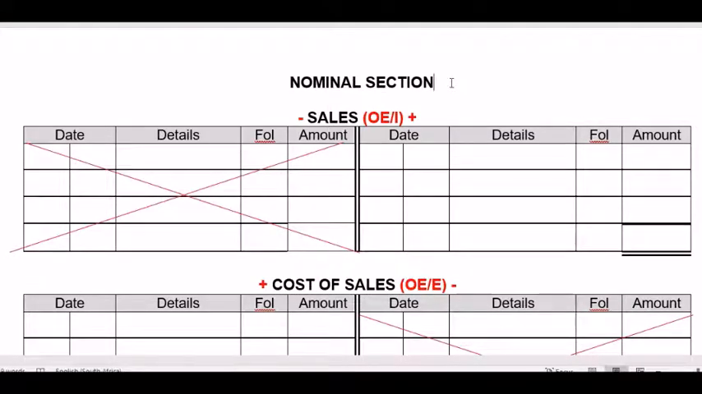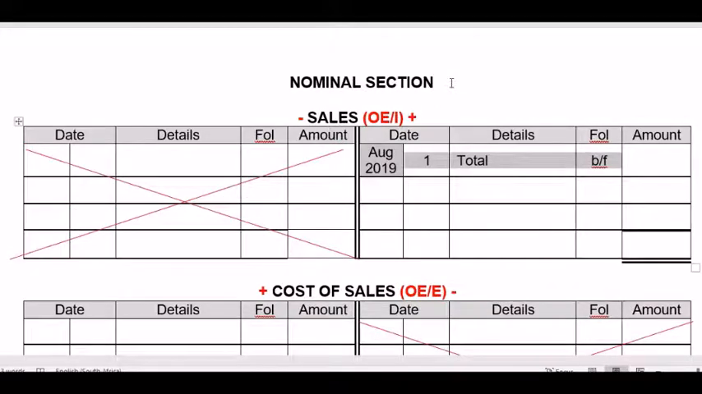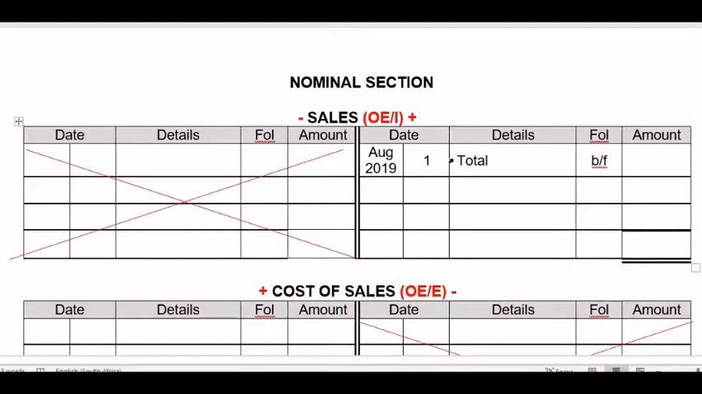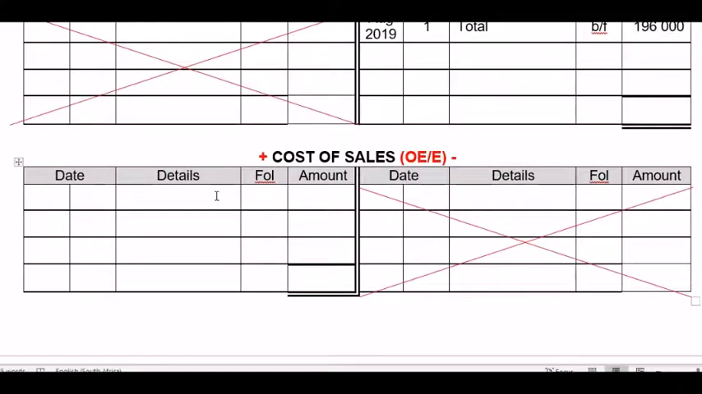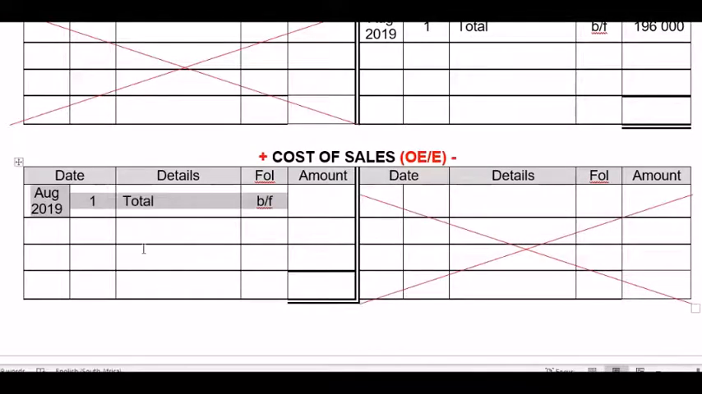Okay, so on the plus side of sales, you write August 2019, the 1st, but you write total brought forward. And the value is 196,000 Rand. And then cost of sales is an expense. The plus is on the debit side, so we're going to work on the debit side. Remember, this cross indicates that we're not allowed to work on the credit side in any case. Okay, so on the debit side, you write August 2019, the 1st. It's still part of the nominal section, so you write total brought forward, and the value was 140,000 Rand.